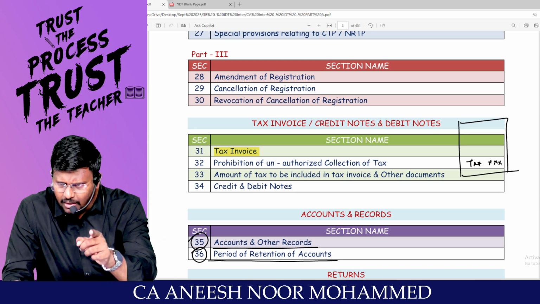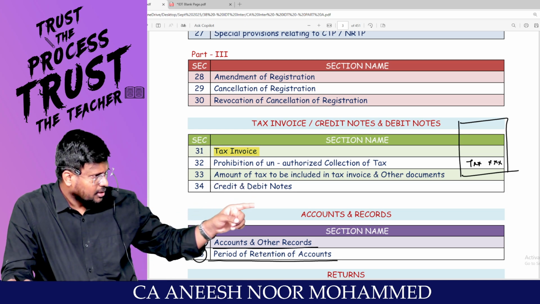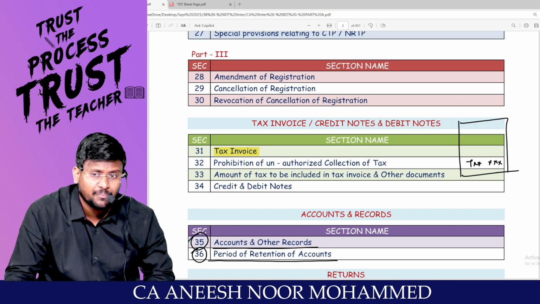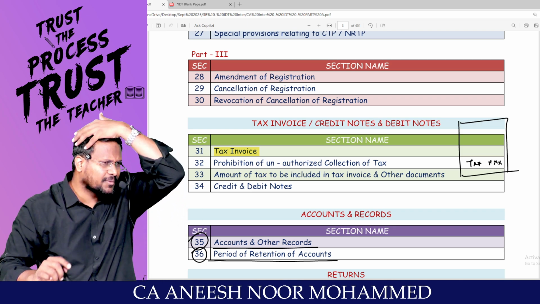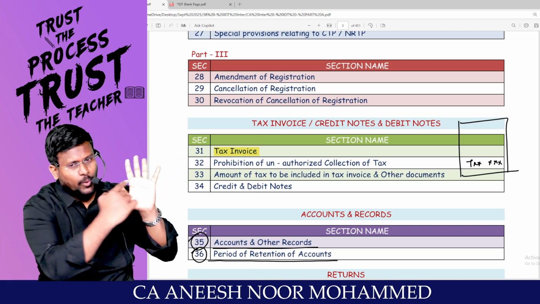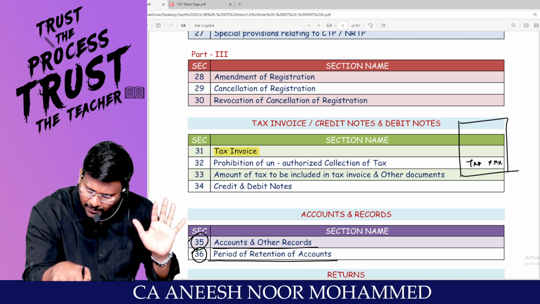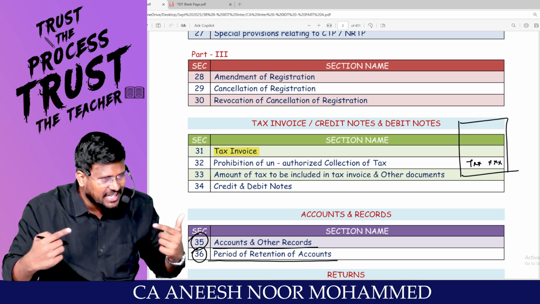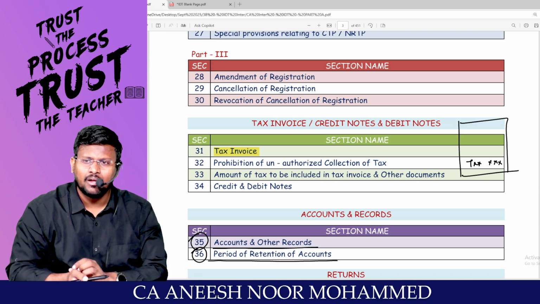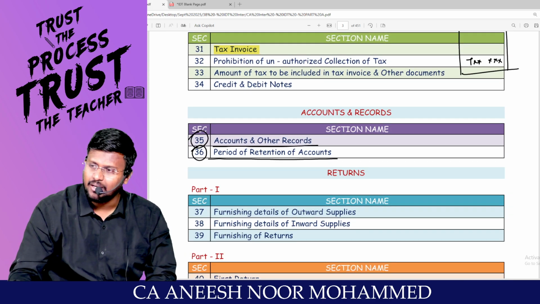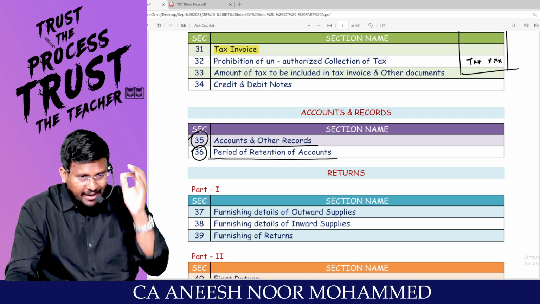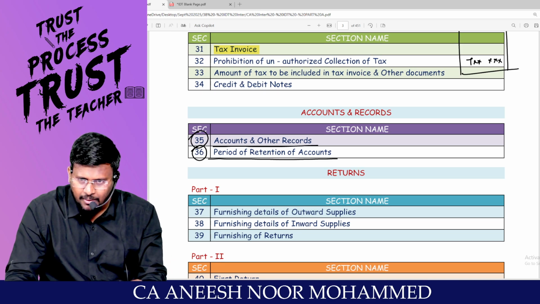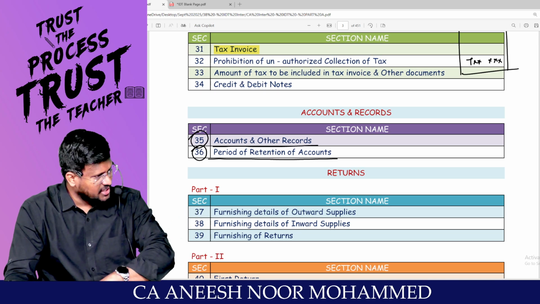Are you a registered person? Are you making outward supply? Raise the tax invoice as per section 31. Certain people are not supposed to collect tax as per section 32. Sir, in the tax invoice, show the tax separately as per section 33. If you want to revise the tax invoice in future, raise the debit note and credit note as per section 34. Sir, one invoice or many invoices? Maintain books of accounts as per section 35. For how much period? As per section 36.